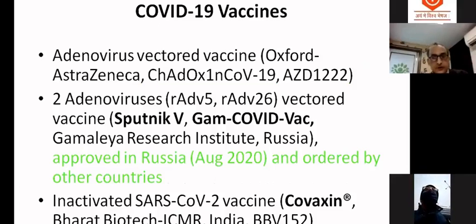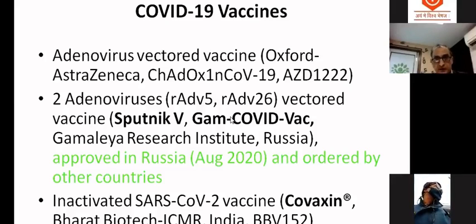Now coming further to the COVID-19 vaccines, this is the adenovirus vectored vaccine, the Oxford AstraZeneca vaccine, code named AZD1222. But this will be named Covishield because AstraZeneca is collaborating with the Serum Institute of India to manufacture this vaccine in India. And this is the vaccine which the government is going to purchase and give to healthcare individuals over the next few months.